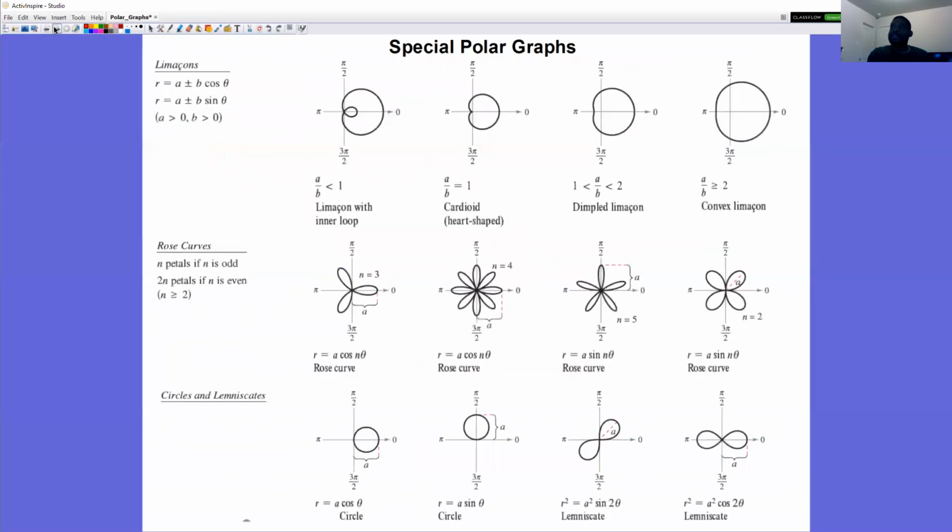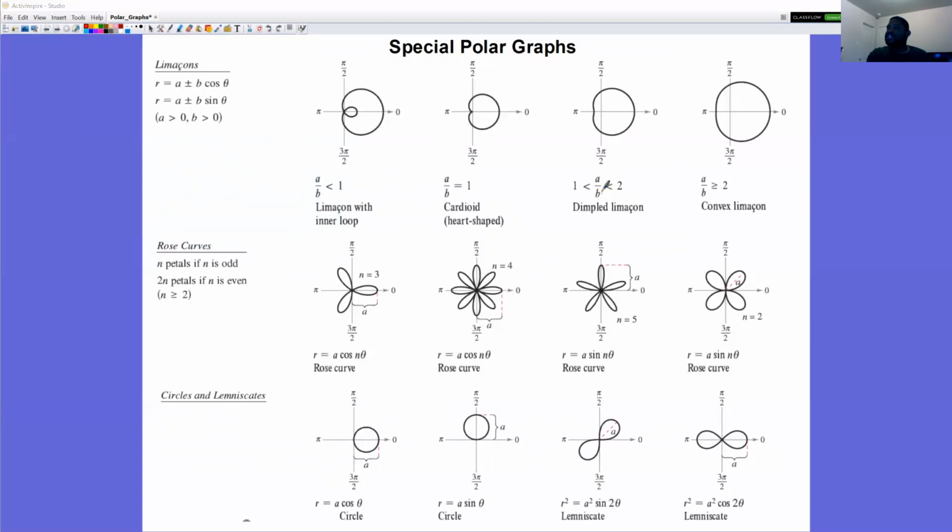Before we get to sketching polar graphs, you need to understand some of the most common graphs that will show up here. And so we have special types of polar graphs. We have limaçons here, okay? So you need to be able to identify the different types of limaçons. When your A value is less than your B value, and A divided by B is less than 1, you have a limaçon with an inner loop. If A and B are both the same value, then you know it's a heart.